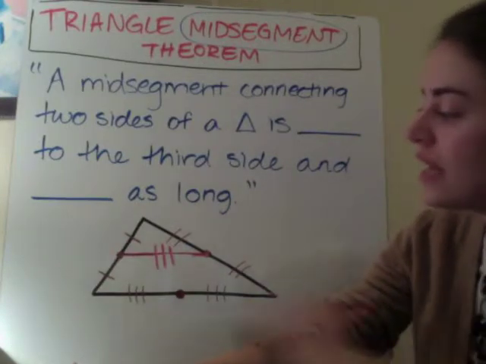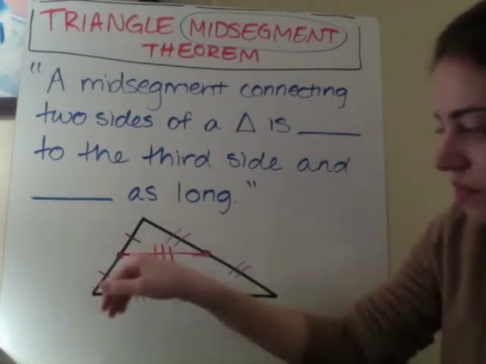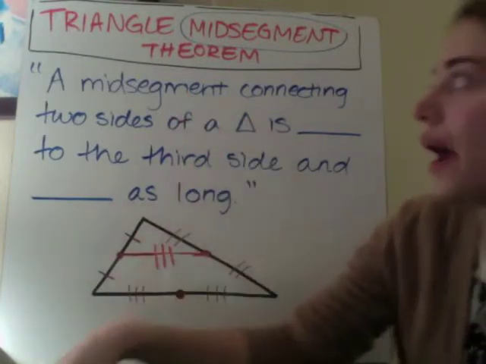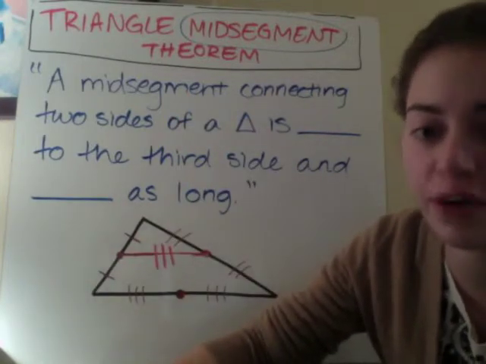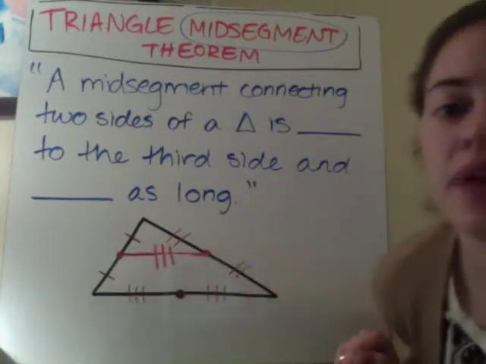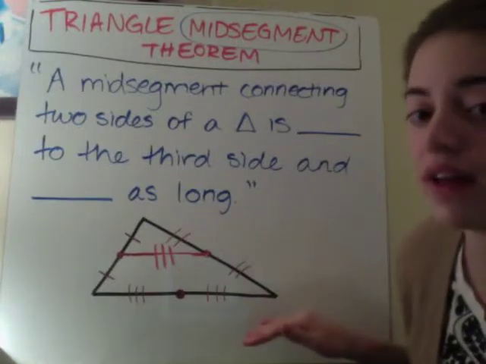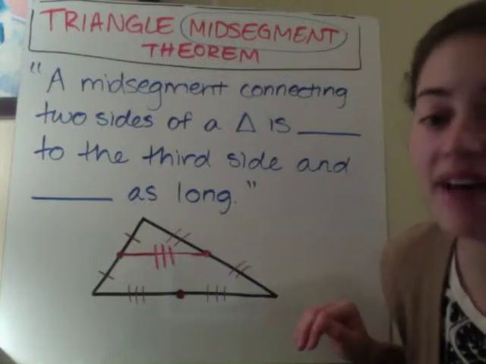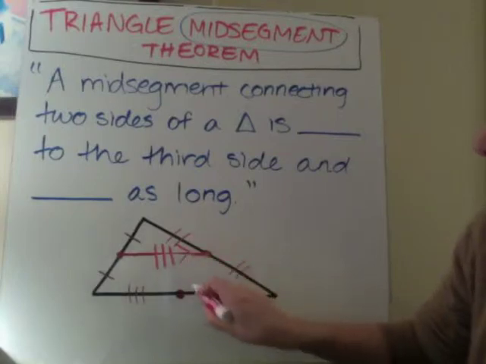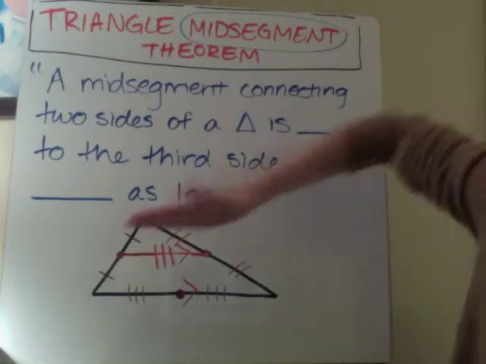So the midsegment is a line that connects two midpoints. It's usually in figures, so it connects two midpoints. The Triangle Midsegment Theorem is our theorem for the day, and it states that a midsegment, a line like that, connecting two sides of a triangle is parallel to the third side and half as long. So I know it's parallel, so I can go ahead and put in the parallel symbol, indicating that those two lines are parallel to the third side.